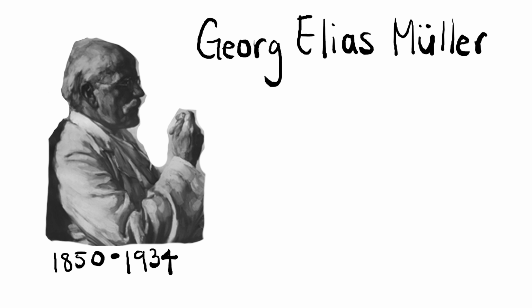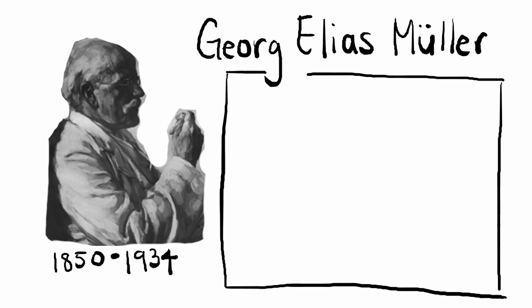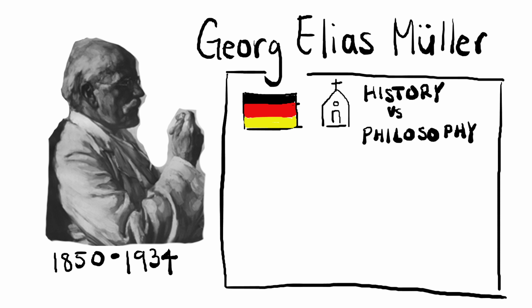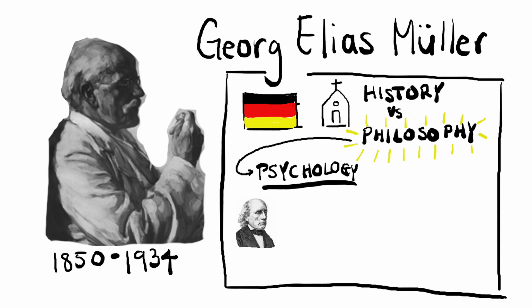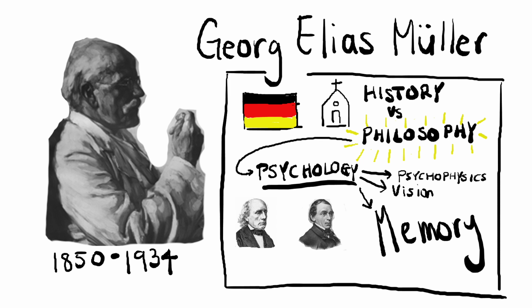This is where Georg Elias Müller and Friedrich Schumann come in. Müller was born in Germany, and like many other psychologists, his father was a theologian. He attended Leipzig University, where he studied history and philosophy. He ultimately had to choose between history and philosophy, but chose philosophy in the end, which led to psychology. He studied with Gustav Theodor Fechner and Hermann Lotz, who eventually pushed him to do psychology. He mainly studied psychophysics, vision, and memory, which we'll be talking about today.